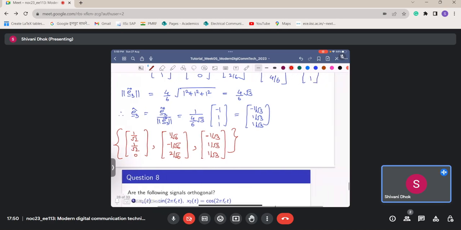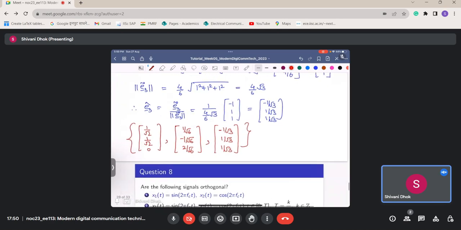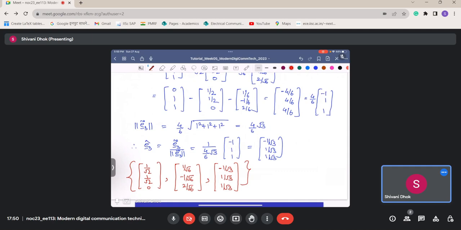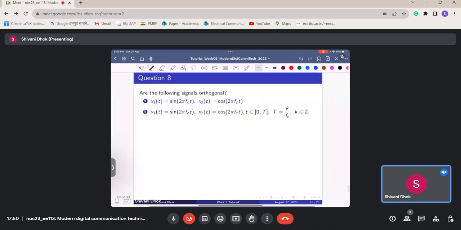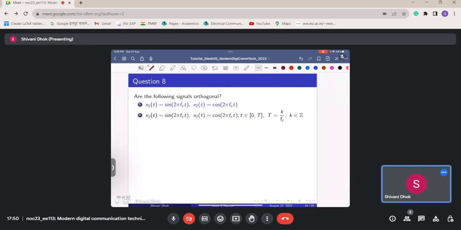I hope this is clear and there are no doubts. If there are any doubts, please let me know. Okay, if there are no doubts, then let's go ahead and look at the 8th question. So what does it say? It asks whether the following signals are orthogonal.